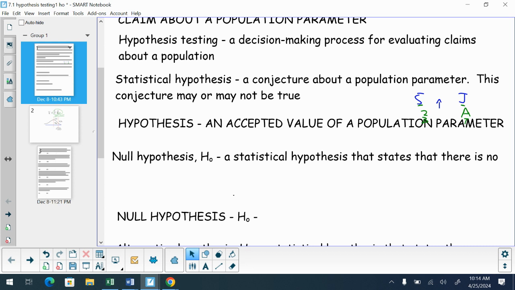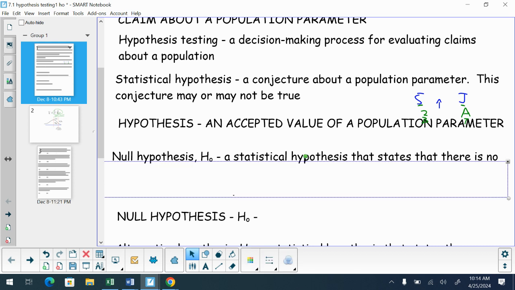I say 9.81 doesn't work. I say it's 9.54. I prove it, and I do a statistical analysis. So, once again, I make a conjecture about a population, which may or may not be true. The accepted value would be Sir Isaac Newton's, 9.81 meters per second squared. That's what we generally accept.